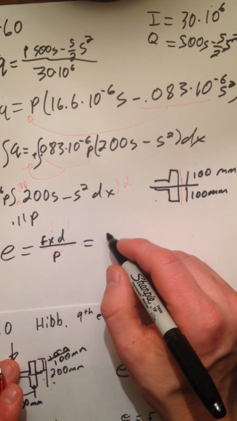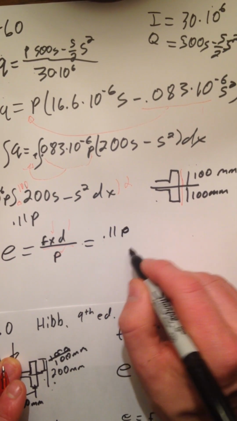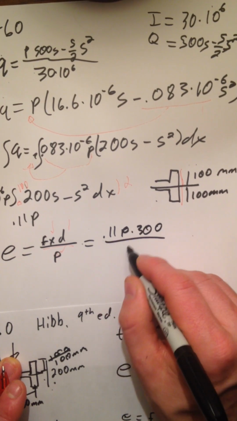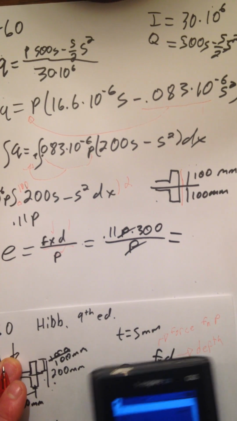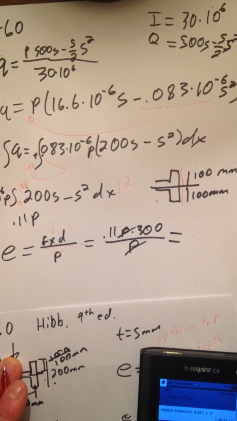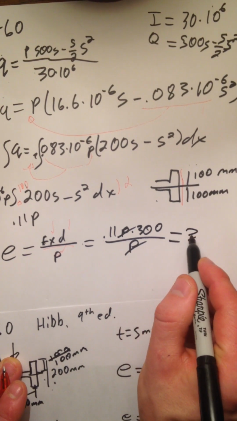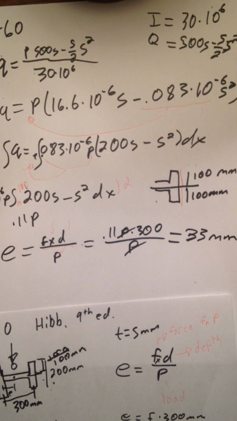And so that is 0.11 P times, what is that, d? Depth was 300, over P. P's cancel. 0.11 times 300 is 33. I shouldn't have had to look at my calculator for that, but that's okay. And that's millimeters. Yeah, that's the shear center. That's not bad.